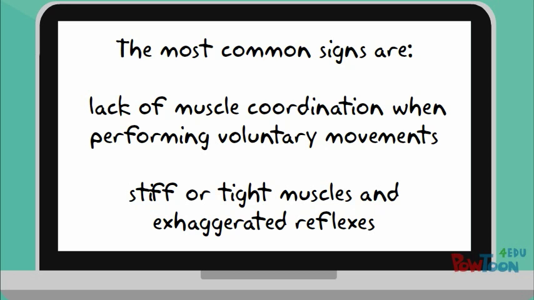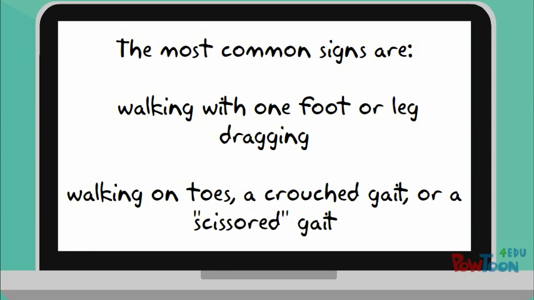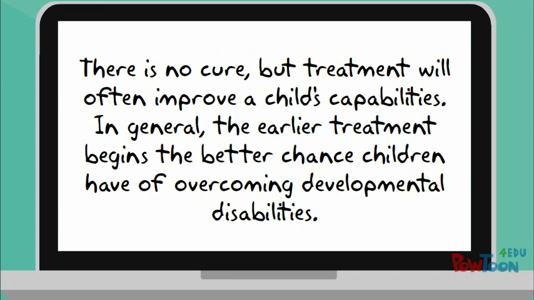The most common signs of cerebral palsy are lack of muscle coordination when performing voluntary movements and stiff or tight muscles and exaggerated reflexes. Walking with one foot or leg dragging, or walking on toes, a crouched gait, or a scissored gait. There is no cure, but treatment will often improve a child's capabilities. In general, the earlier treatment begins, the better chance children have of overcoming developmental disabilities.